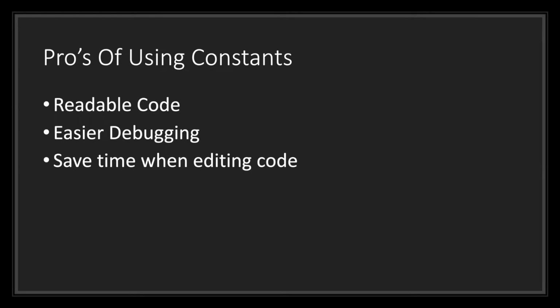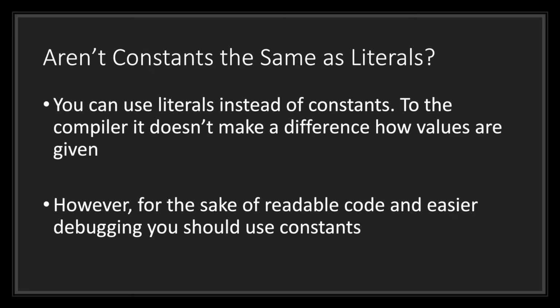There are pros when using constants. One thing I notice with beginners is the use of literal values. Beginners tend to use literal values instead of assigning literal values to constants. I recommend using constants because you'll have an easier time debugging, you'll save time when editing code, and of course, an easier time reading code. One thing I notice with beginners is this question: aren't constants the same as literals? And yes. You can use literals instead of constants. To the compiler, it doesn't make a difference how values are given. However, for the sake of readable code and easier debugging, you should use constants.